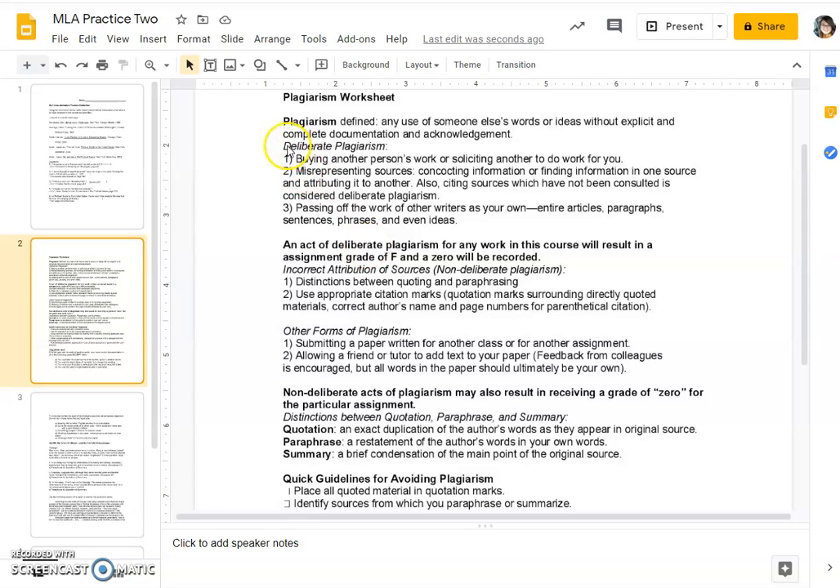So there is deliberate plagiarism. That's like buying another person's work. So saying, hey, I'll give you $20 if you write this paper for me. That's plagiarism. Misrepresenting sources. So concocting information or finding information in one source and then saying it was another. So especially if you're trying to write a paper and you can't find any sources to support your reasons, and you say, well, Anderson said this, but it was really Smith that said that, but it doesn't fit in what you need to do, that's plagiarism. Or passing off their work as their own. I've had a lot of students in the past, when I give them a prompt, they'll plug that prompt into Google, grab the first thing that comes up, and claim it as theirs. That's plagiarism.